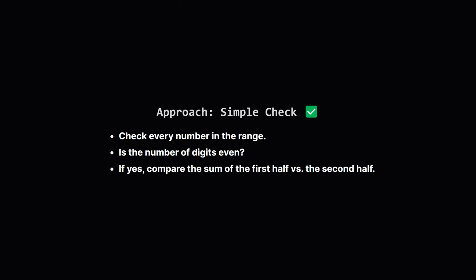If the length is odd, we know it can't be symmetric, so we just skip it and move to the next number. If the length is even, we proceed to the next step. We calculate the sum of the digits in the first half of the string, and the sum of the digits in the second half. If those two sums turn out to be equal, we've found a symmetric number, and we increment our counter. We do this for every number in the range, and then we're done.